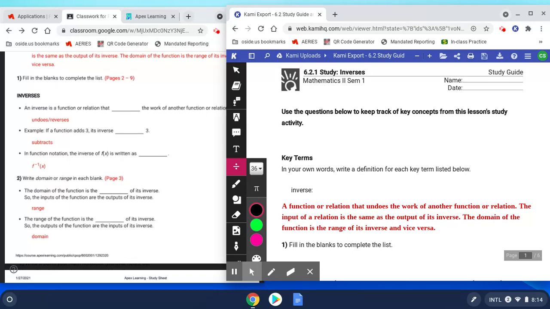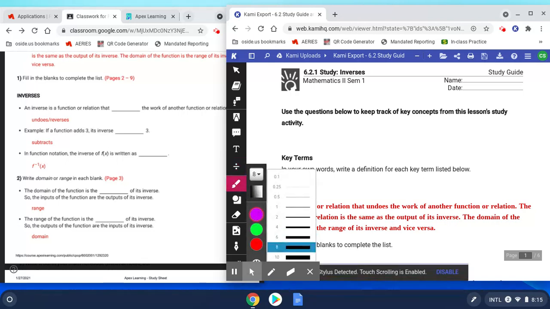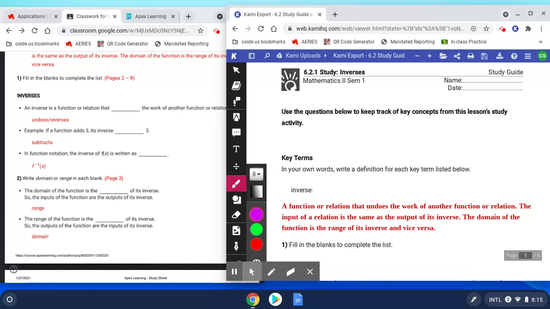inverse is? So here we have written a function or relation that undoes the work of another function or relation. The input of a relation is the same as the output of its inverse. The domain of a function is the range of its inverse and vice versa. So remember that we're talking about a change in perspective. We're talking about what was once a horizontal shift is now moving to a vertical shift. What was once a vertical shift is now switching to a horizontal shift, etc.